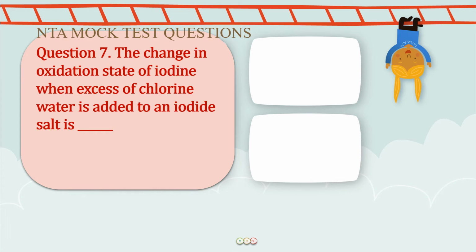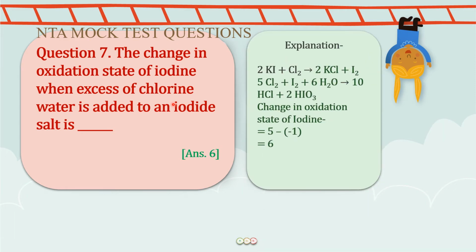Now the next question is: the change in oxidation state of iodine when excess of chlorine water is added to an iodide salt is ______. This is a numeric type question which was asked in the JEE Mains examination, and this is again one of the properties of chlorine. So what is the answer? The correct answer is 6. Now, how did we get this answer? Let us look at the solution.